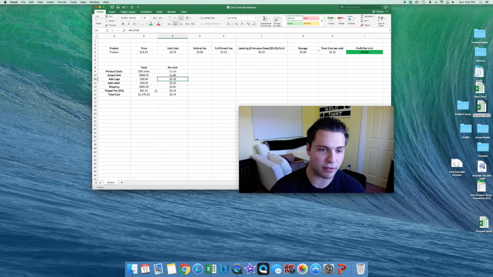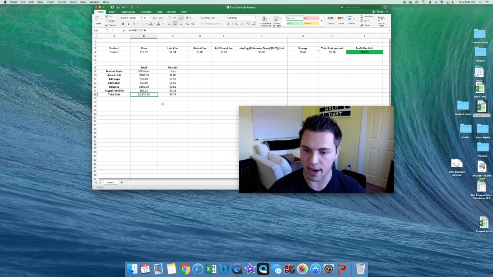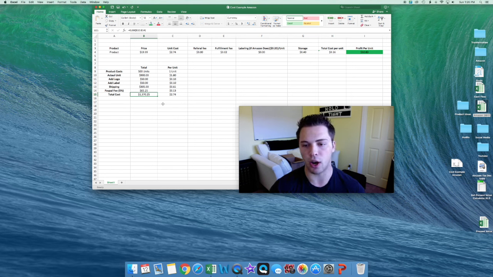And then I broke it down into the total. So the total for 500 units was $1,370.25. And my cost per unit, this number divided by 500, came out to $2.74. This is how I keep track of my products and check if they're profitable after doing research and finding one that sells well. So I say, okay, after looking at this product, I want to sell mine at $19.99. So this product sells for $19.99.